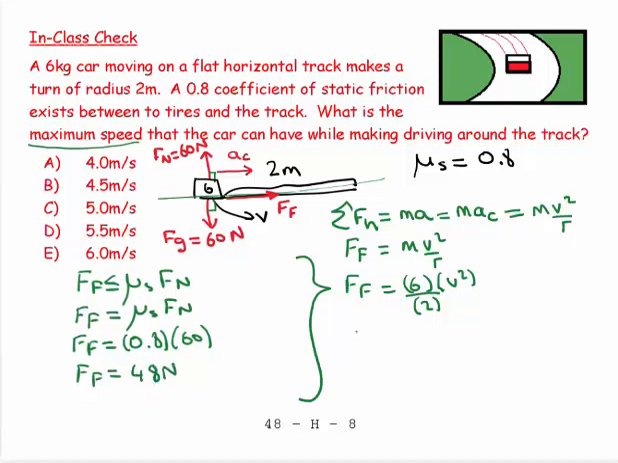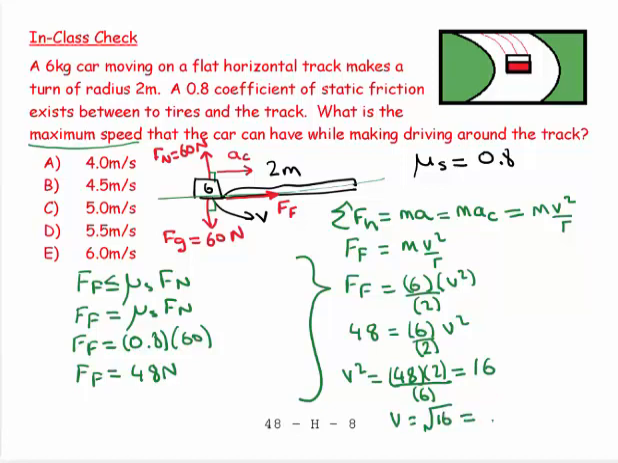I can substitute back in. 48 is equal to 6 over 2 v squared. So v squared is equal to 48 times 2 over 6. And again, try and avoid doing things in your head. This is going to be 48 over 3, which is 16. So v is equal to the square root of 16, which is 4 meters per second.